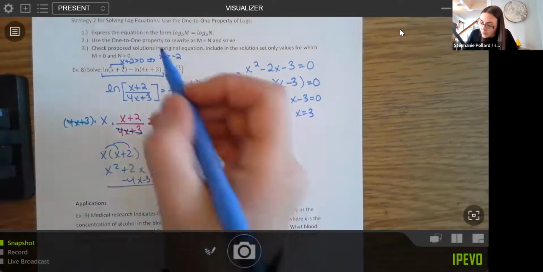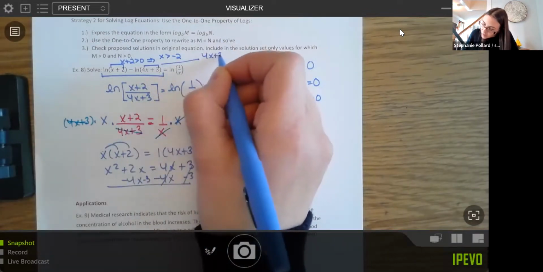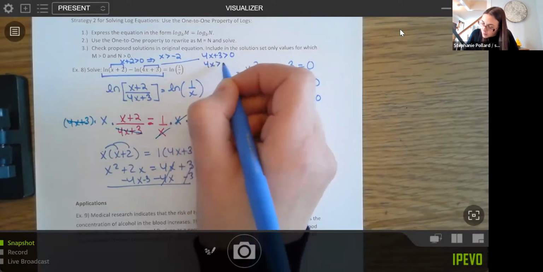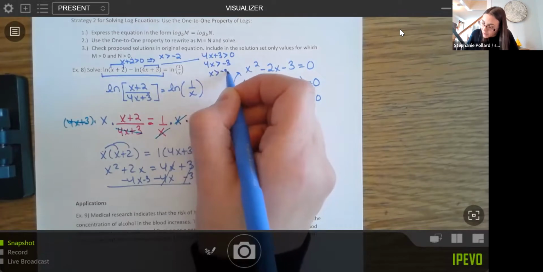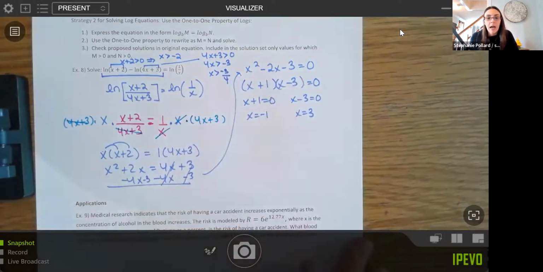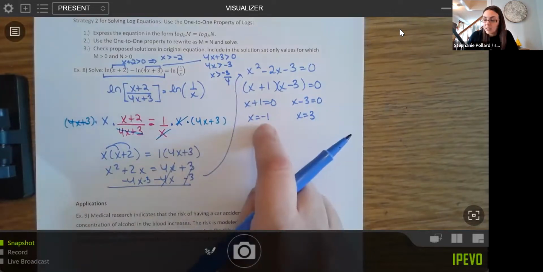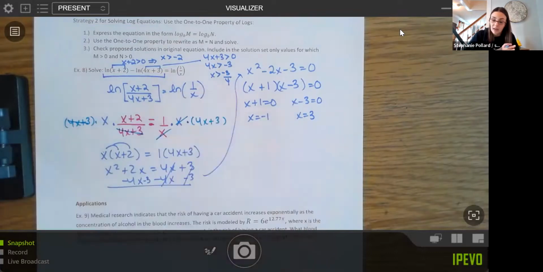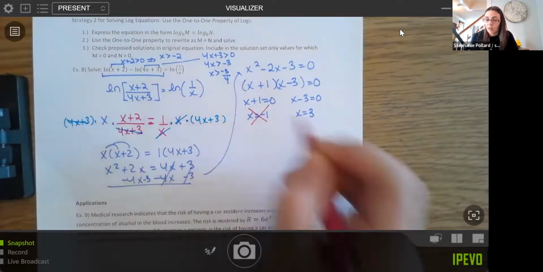I have to do my other domain too. I have to make sure that 4x plus 3 is greater than 0. So I subtract 3 from both sides, and then I divide by 4. So I have to make sure x is greater than -3/4. Now I do have an issue here already. So -1 is not greater than -3/4. It's smaller, right? It's actually more negative. So I can tell you right away from my domain issue that this has to be thrown out.